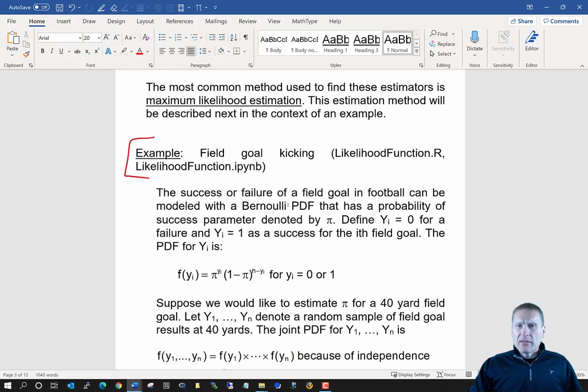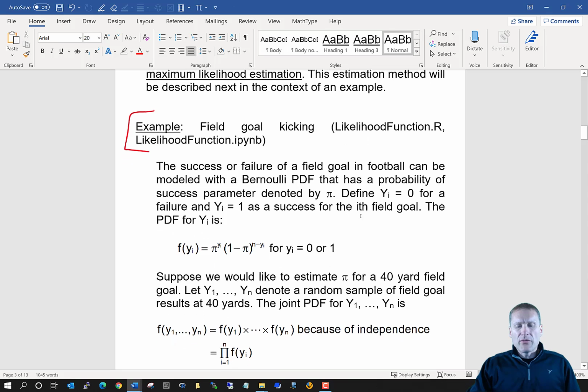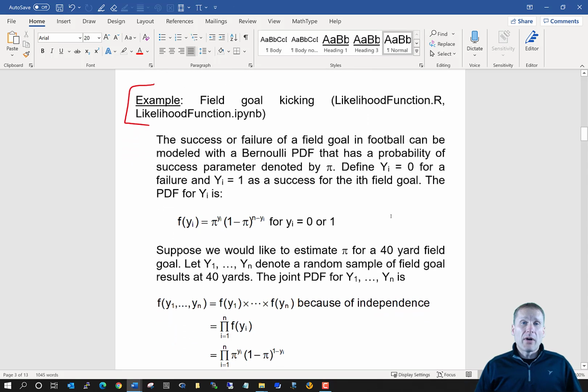And this, as we've seen before, the success or failure of a field goal can be modeled by, in this case, a Bernoulli PDF. So if I go out and kick a field goal, I get either 0 or 1, 0 for failure, 1 for success. That's going to be, let's say, my y sub 1. And that can be modeled by a Bernoulli PDF.